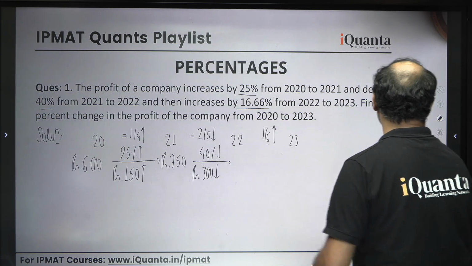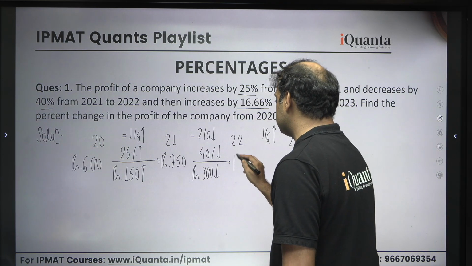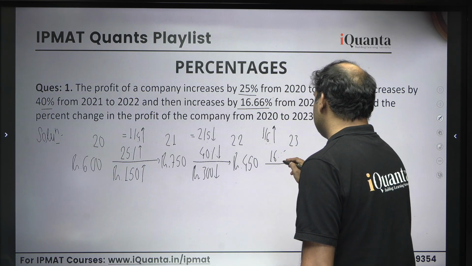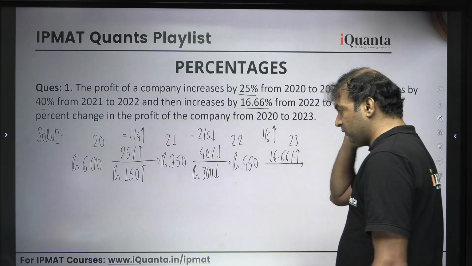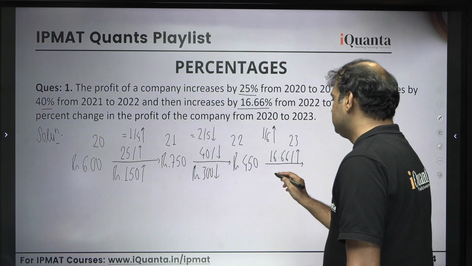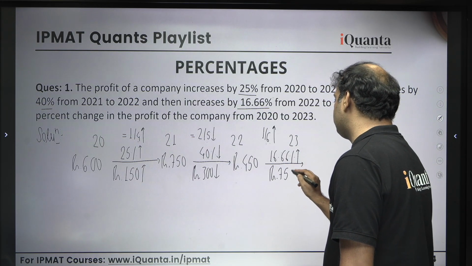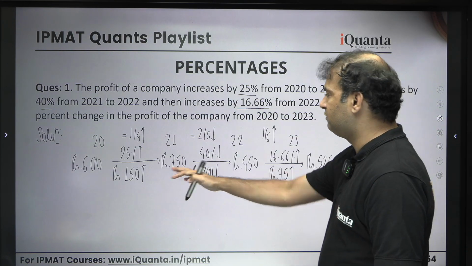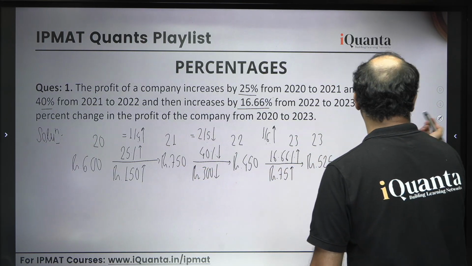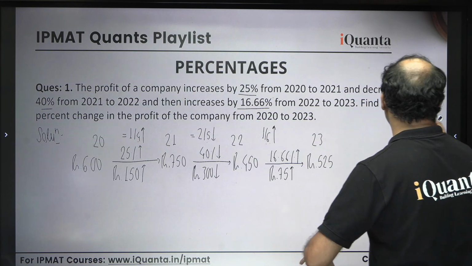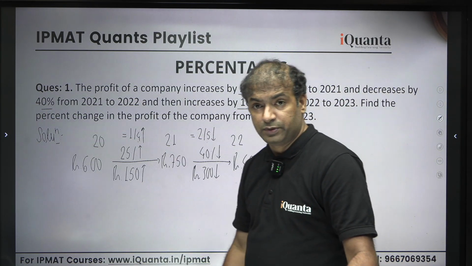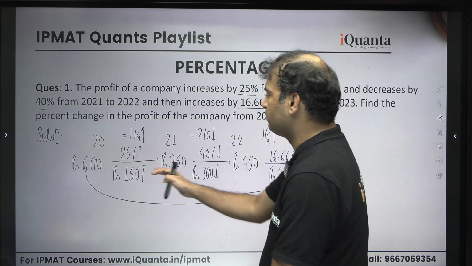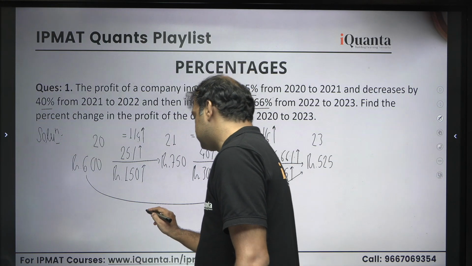Now 450 is again increasing by 16.66%, which we can say is 1 upon 6. So 1 upon 6 of 450 will give us 75, right? Now 450 increasing by 75 gives us 525. So this is the initial value, 600, and this is the final value in year 2023, 525. Now we have to find the overall percentage change. The overall change from 600 to 525 is basically rupees 75.